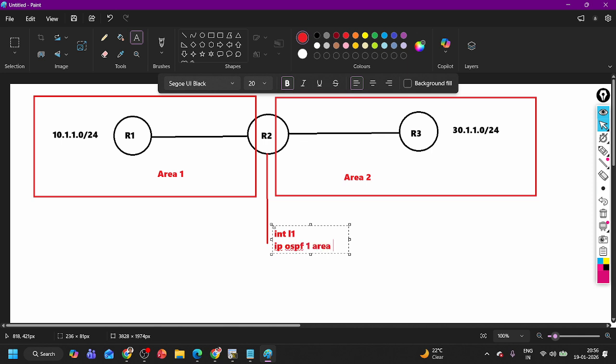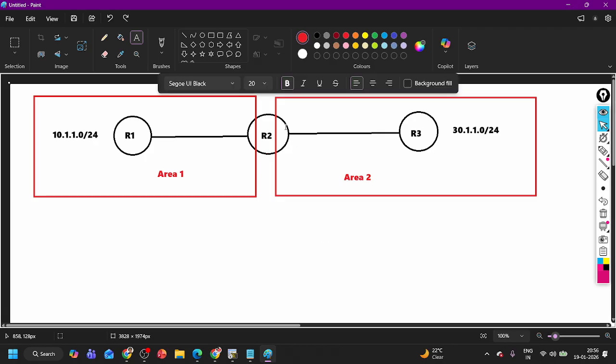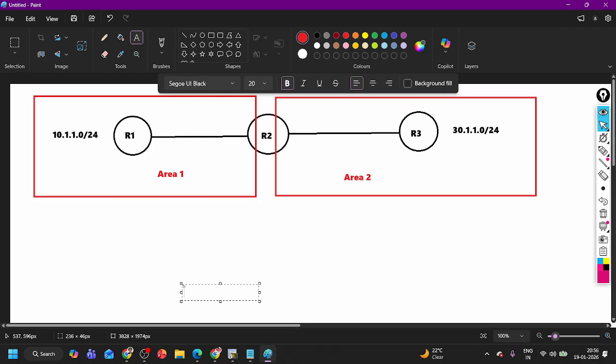Now there is one interface in area 0. This router will become an ABR and it will start generating LSA3. That's why we are saying a backbone area must be there between two regular areas. Otherwise, you will not have an ABR. And if there is no ABR, who will generate LSA3? Then no one is going to generate LSA3. Only the ABR router generates LSA3.